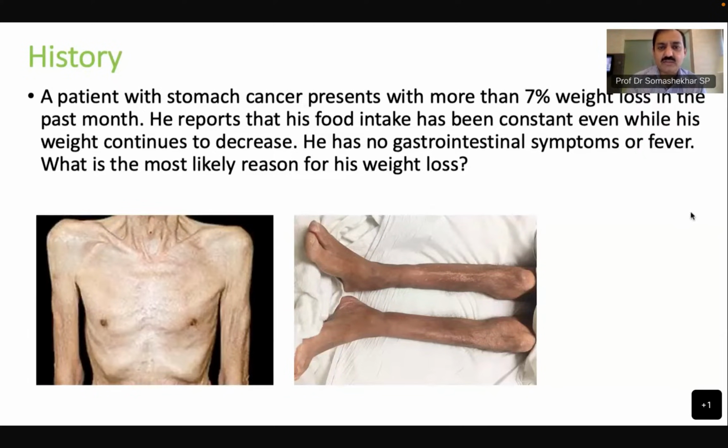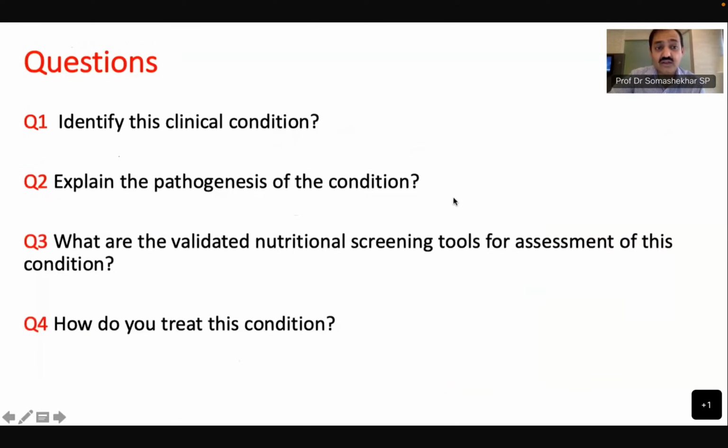A patient with stomach cancer presented with more than 7% weight loss in the past 6 months. He reports that his food intake has been constant even while weight continues to reduce. He says, I'm eating, but weight reduces. He has no GI tract symptom like vomiting, loose motion, or fever. What is the most likely reason for weight loss? Identify this condition, explain the pathogenesis of this condition, what are the various nutritional screening tools you use in cancer for assessment, and how do you treat.